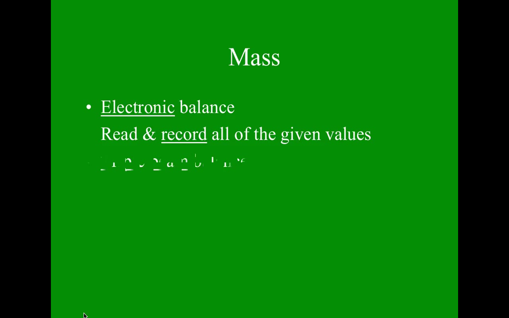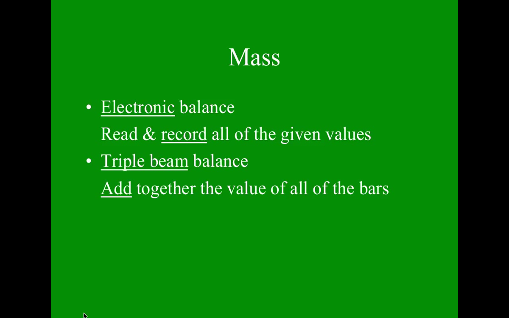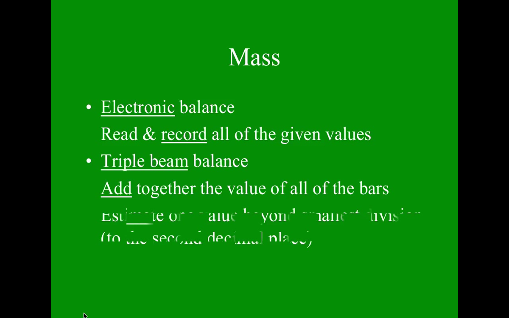Now, the more common one is the triple beam balance. And this is the one we'll use a lot, especially at first. The triple beam balance has 3 bars that represent 3 different values of mass. You're going to add together the value of all of the bars, and then you're going to estimate one value beyond the smallest division, and in this case it's going to be to the 2nd decimal place.